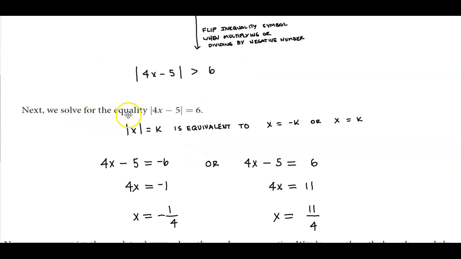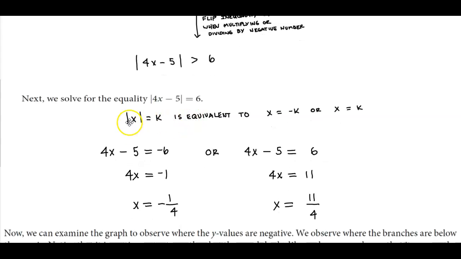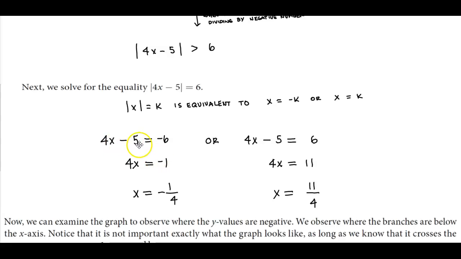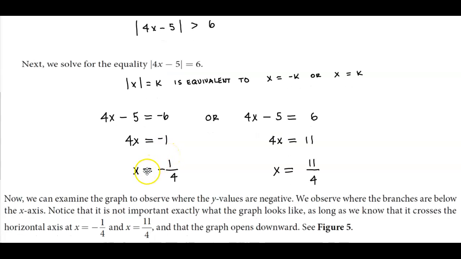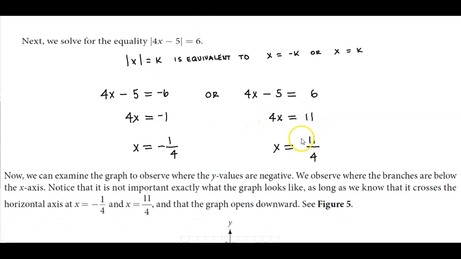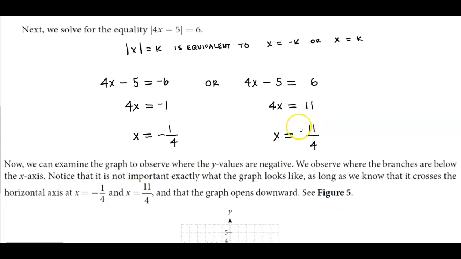Next, we solve for the equality. The absolute value of 4x minus 5 is equal to 6. So the absolute value of x, which is equal to k, is equivalent to x is equal to negative k, or x is equal to k. So 4x minus 5 is equal to negative 6, which means we have 4x is equal to negative 1. And so therefore x is equal to negative 1/4. 4x minus 5 is equal to 6. Adding 5 to both sides gives us 4x is equal to 11. So x is equal to 11/4.